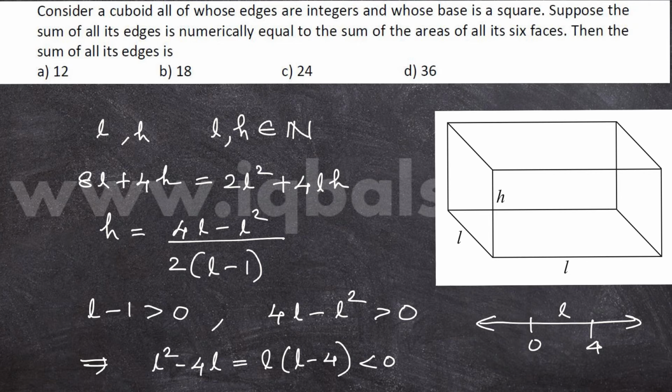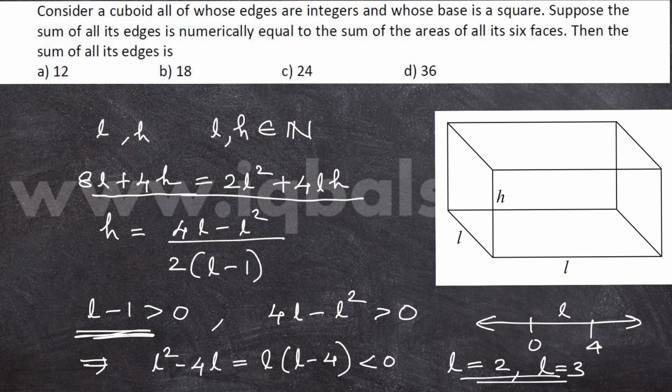But we have already eliminated L equal to 1. L equal to 1 is not possible. Why? Because when you have L equal to 1, this condition says 4H is equal to 4H, which does not give any other meaning. So we have L between 0 and 4. The possible integer values are 1, 2, 3. 1 is already eliminated. So we are left with two possibilities, L equal to 2 and L equal to 3. Now let's check with both the cases.